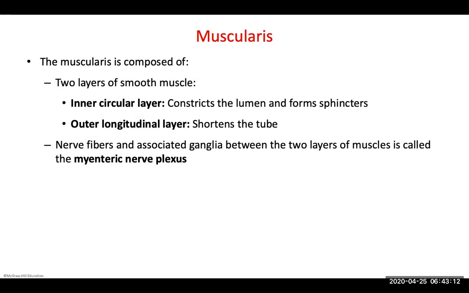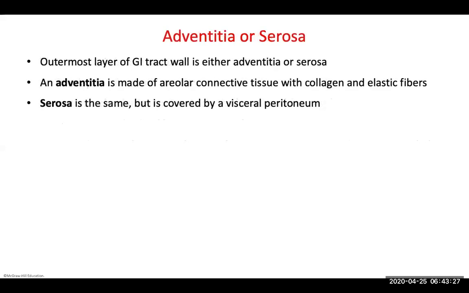Then the muscularis, you have an inner circular layer, which will constrict the lumen and form sphincters to close off the GI tract, and the outer longitudinal layer that'll shorten the tube and make it smaller. Then the serosa, also known as adventitia, it's areolar connective tissue. Serosa is the same thing, but it's just covered by a visceral peritoneum layer. This is the outermost layer of your GI tract.